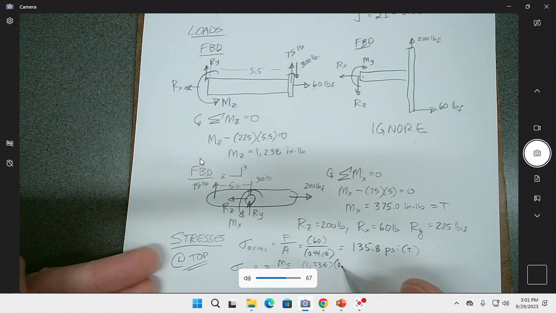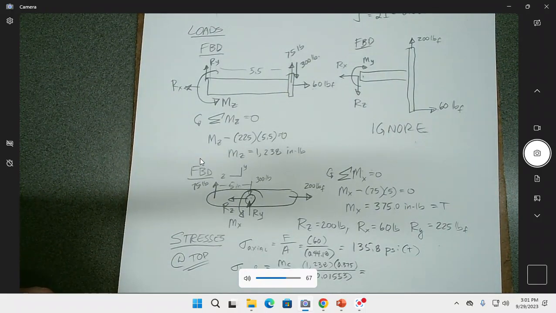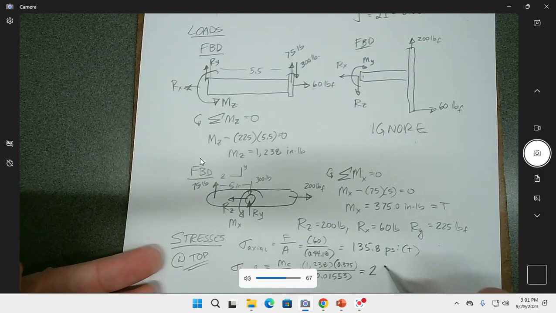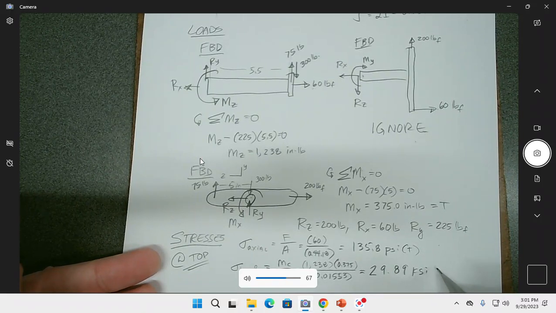This is 0.375 because it's 75 divided by 2, so the C is half of that. And then we had 0.01553, so 1238 times 0.375 divided by 0.01553. So we end up with 29.89 KSI, and this is in tension.